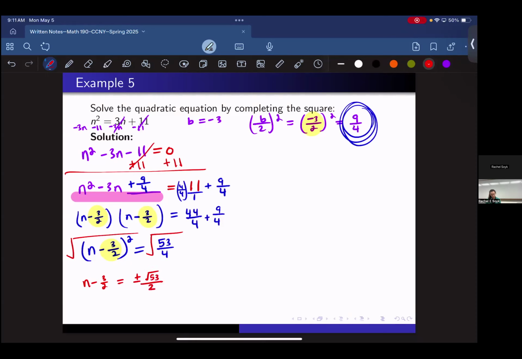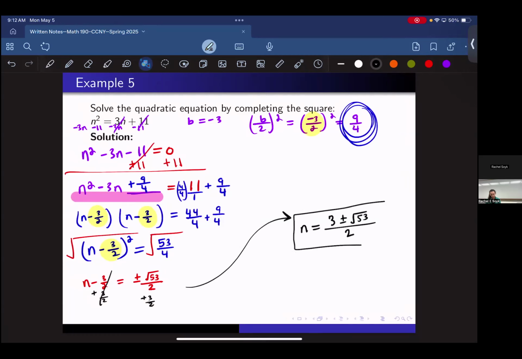And then last but not least, we're going to add 3 over 2 to both sides. So our final answer is n is equal to 3 plus or minus square root of 53 over 2, since they both have that same denominator of 2. And if you check it, it indeed does work. Both solutions work.